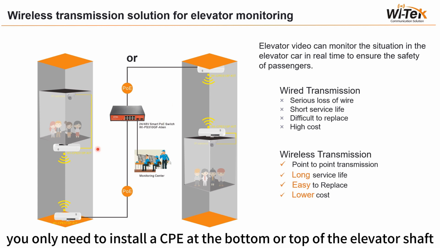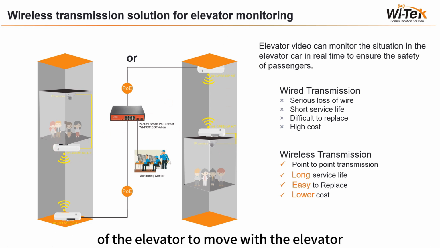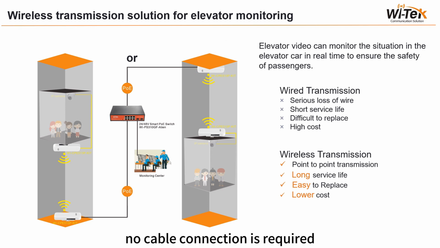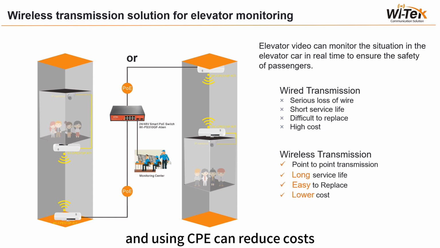You only need to install a CPE at the bottom or top of the elevator shaft, and the other end of the CPE can be installed at the top or bottom of the elevator to move with the elevator. No cable connection is required. This helps you save money. The cables that move with the elevator car are expensive and wear a lot, and using CPE can reduce costs.